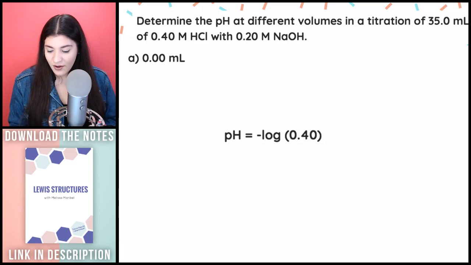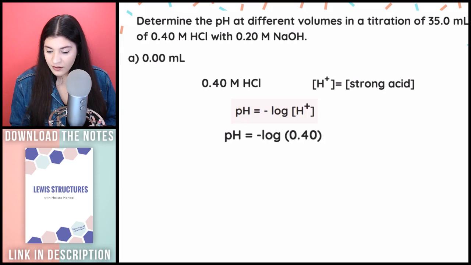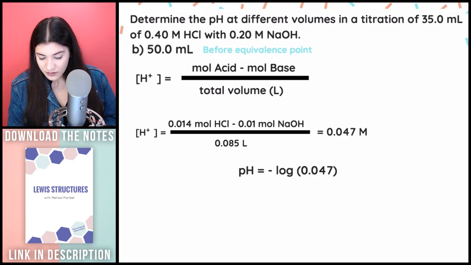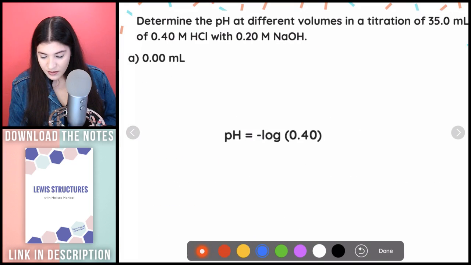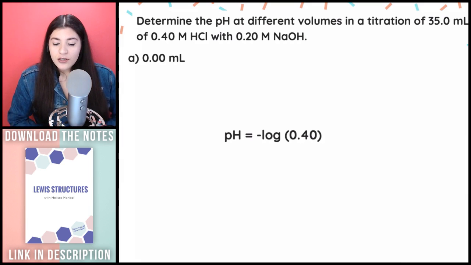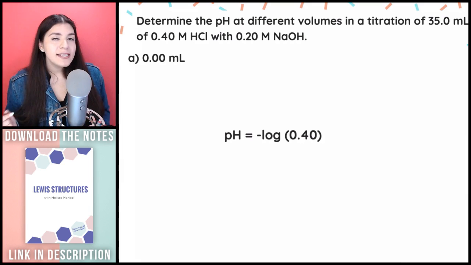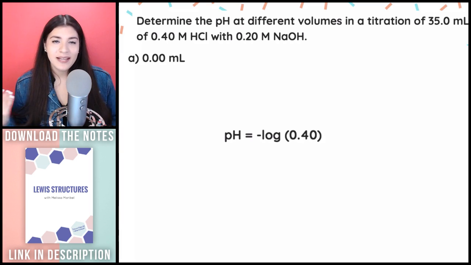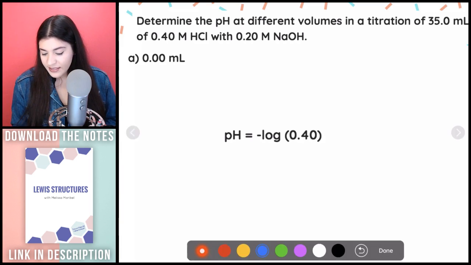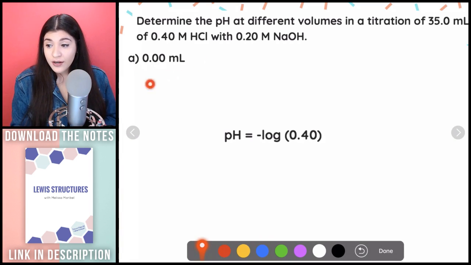All right, so here, let me go back actually. Sorry about that. All right, there we go. Okay, so let's start off with part A. Part A is telling us we haven't added any base whatsoever, right? It tells us there's 0. So there's 0 milliliters overall of NaOH that we've added.